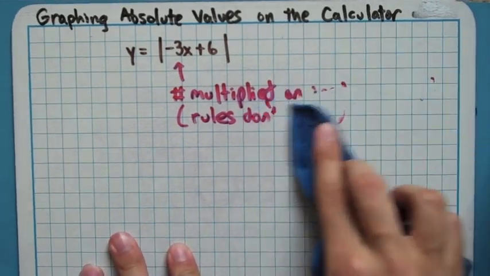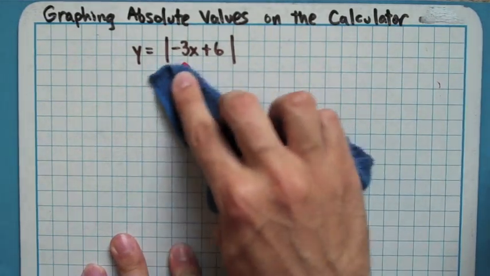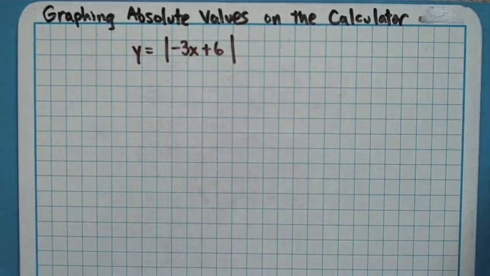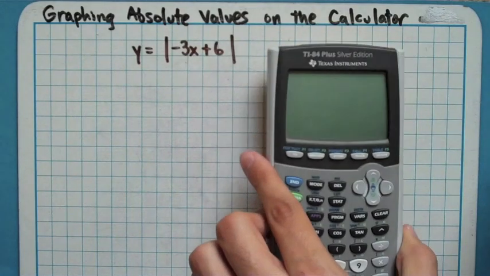So what I'm going to say for this is that we're not going to use our rules because they can't work. You can either graph this by hand, so make a little table like we first learned how to graph with absolute values, or this is a good chance to show you guys how you can graph on the calculator.